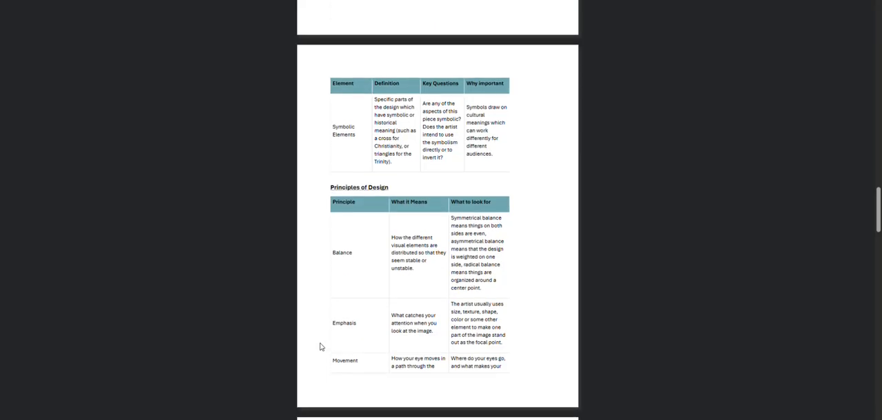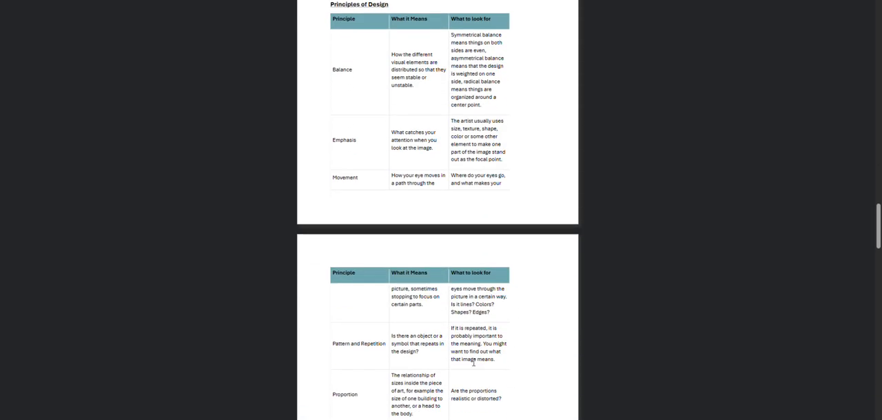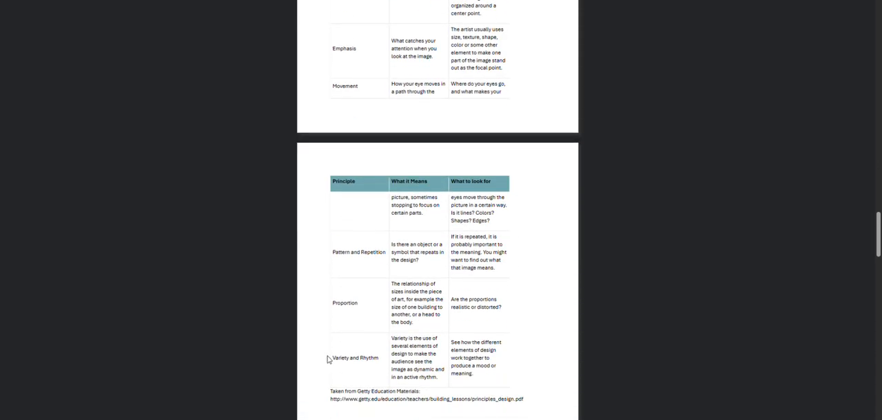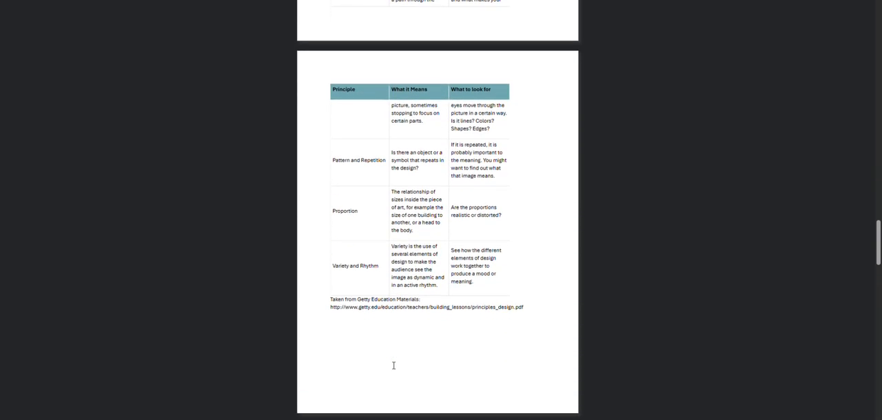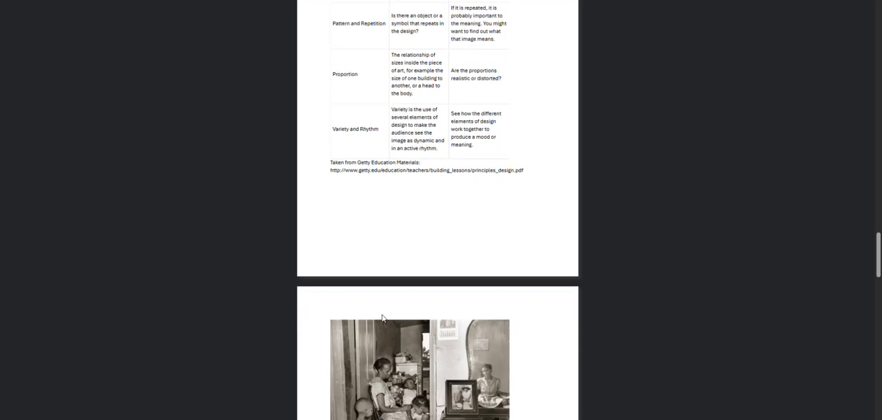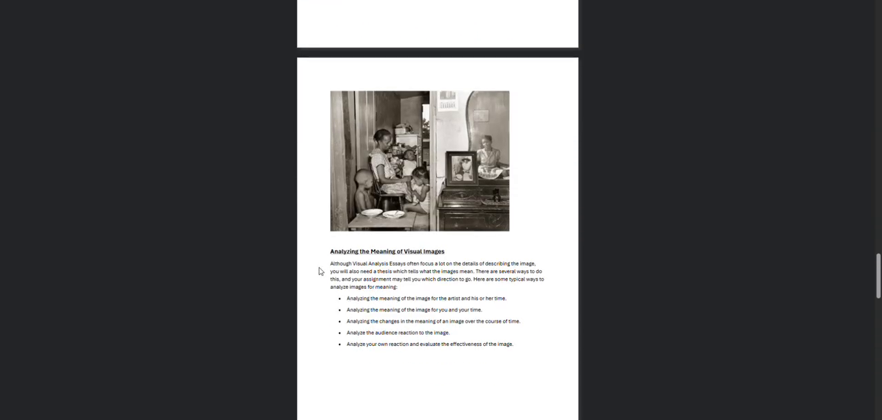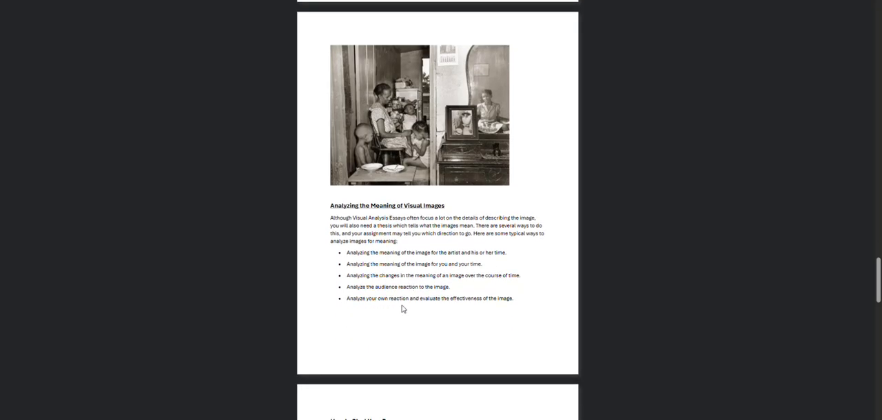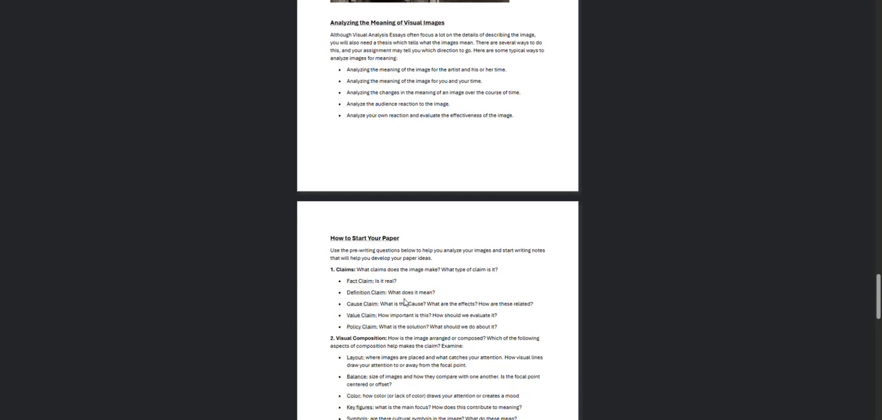Then it gets into principles of design, such as balance, emphasis, movement. Is there a natural movement in the image? Is there a pattern or repetition, a variety in rhythm, proportion? Is something bigger on one side of the picture than the other? Is something supposed to be in the foreground or the background, etc. And then it gets into analyzing the meanings of the different images and different questions and things that you can keep in mind when you're analyzing it.